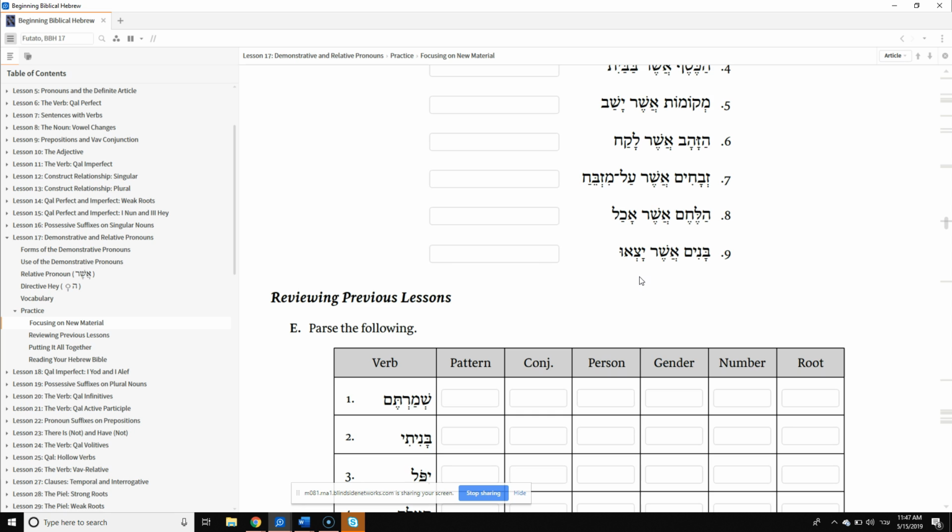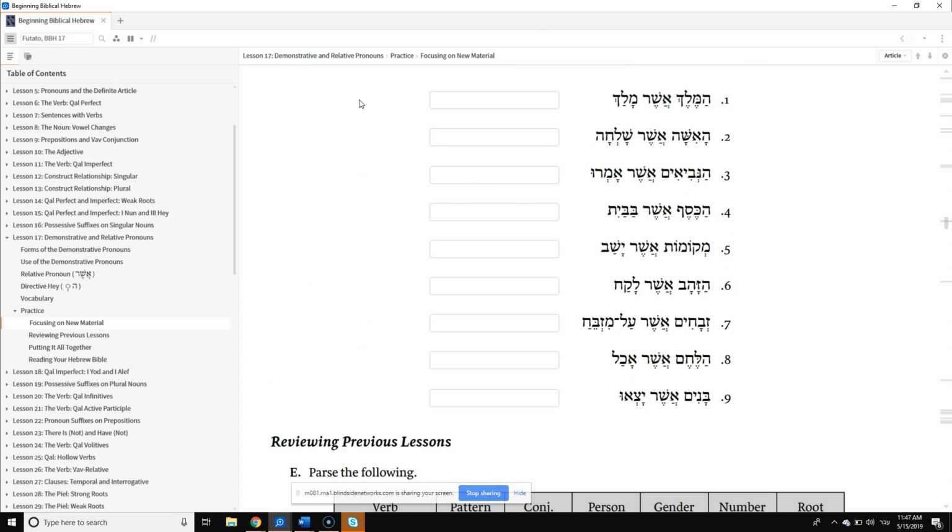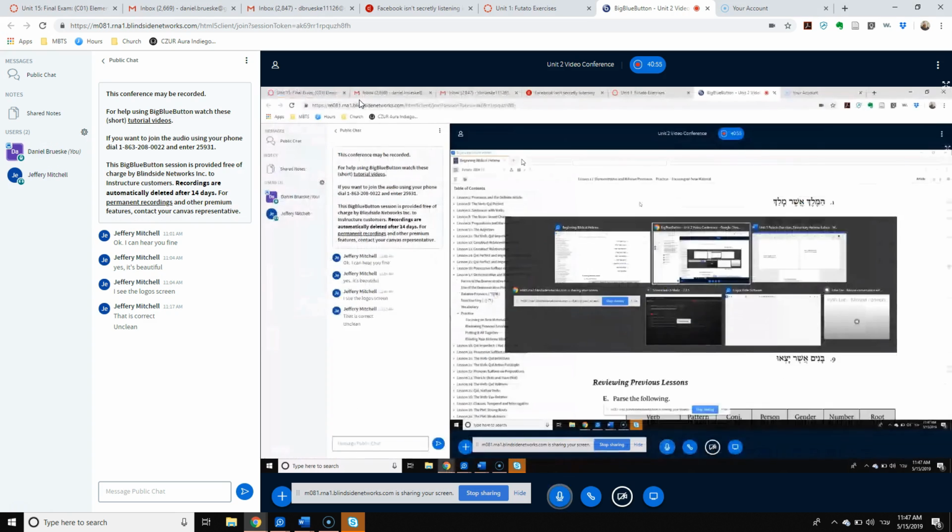Yatza'u is going to be the third person common plural form, Qal perfect, of yatzah, which is "he went out." So this is going to be "they went out." "Sons who went out" is going to be our translation there of D. So I'll check and see if there's any questions here about that.